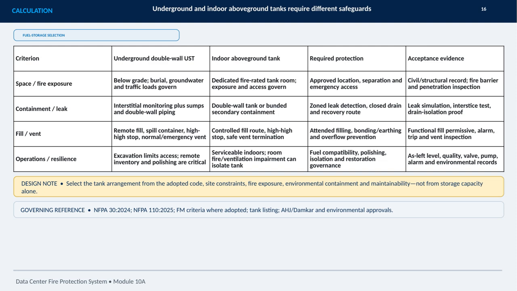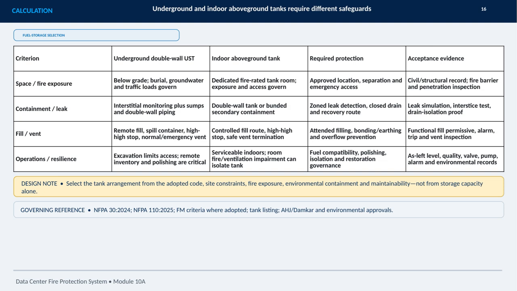An indoor above-ground tank is more accessible for service, but it requires a dedicated fire-rated room, controlled access, safe vent termination, secondary containment, and controls that prevent room fire or ventilation problems from isolating the fuel system.